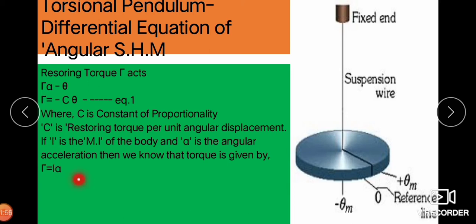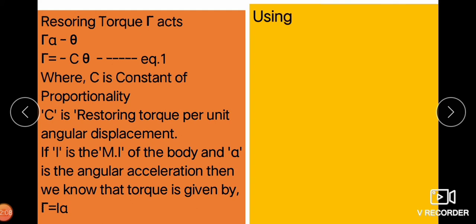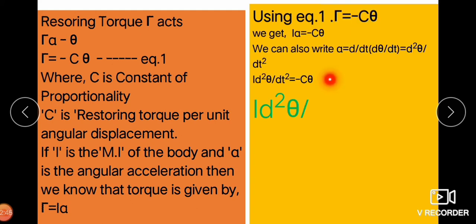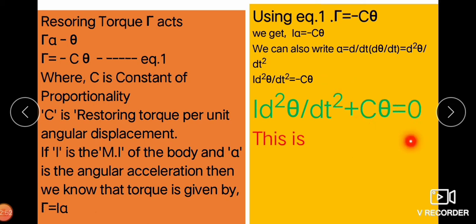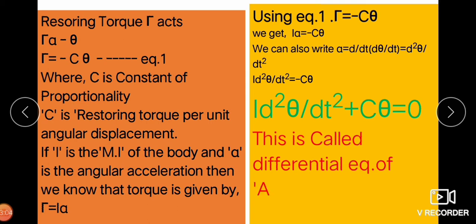See here, it is written tau is equal to I alpha. Substituting alpha is equal to d2 theta upon dt square, we get I d2 theta upon dt square is equal to minus c theta. Solving this equation, adding c theta on both sides of the equation, we get I d2 theta upon dt square plus c theta is equal to 0. This is called the differential equation of the angular SHM of a torsional pendulum, and we can find out acceleration and period from this differential equation.